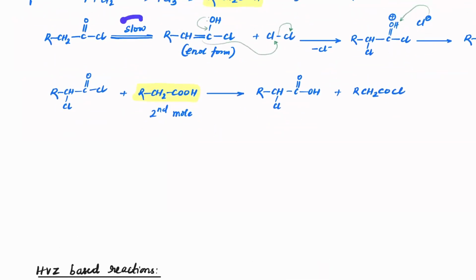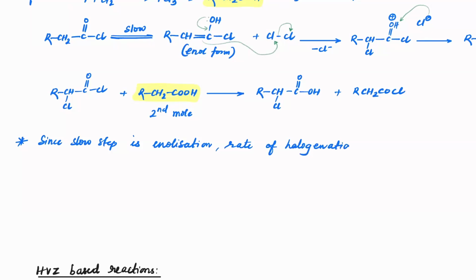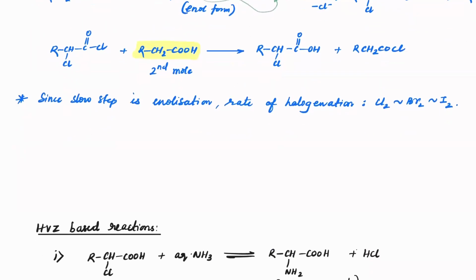And you can clearly notice that this is a slow process, and in the slow process we are not doing any halogenation. The halogenation, in fact, is the second step. So since the slow step is enolization, the rate of halogenation remains the same whether it is chlorine, bromine, or iodine. Whether it is chlorine, bromine, or iodine, that will be the rate. Got it?